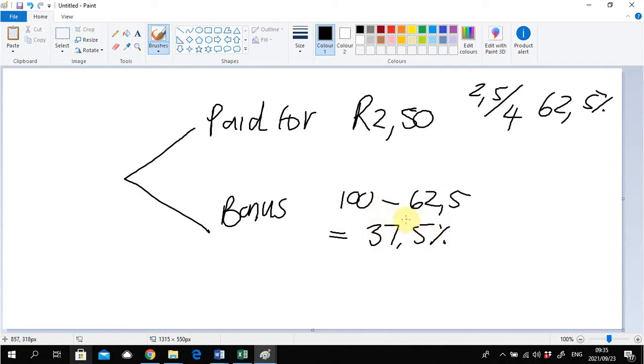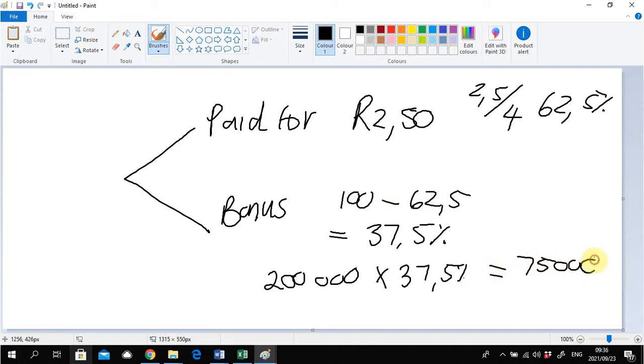And 37.5% of what? Well, they say that there are 200,000 options that can become shares. Thus, we're going to say 200,000 times 37.5%, and that will be our bonus element. So of the share options, or shares, because every option is the potential to take up a share, I get 75,000 shares that were given to me just as a bonus. So this is how we argue out the share options.